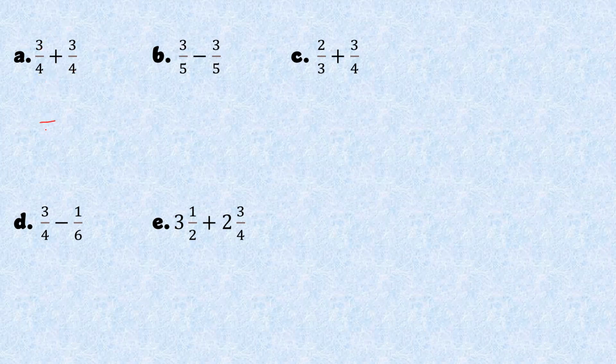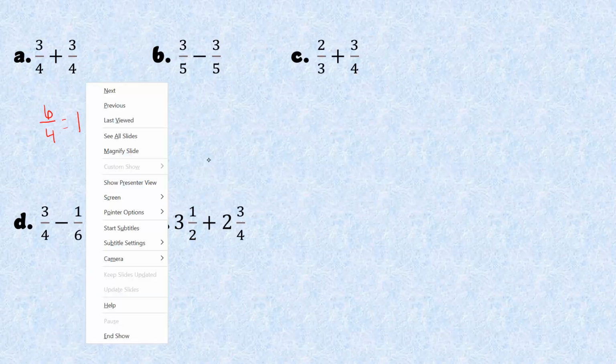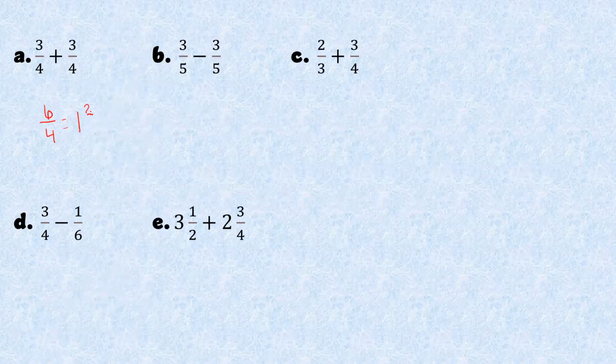We're going to keep the denominator, and 3 plus 3 is 6. Now let's convert it. 4 goes into 6 how many times? One time with how many left over? With 2 left over, so 2 out of 4. Then we're going to reduce that down to 1 and 1/2.